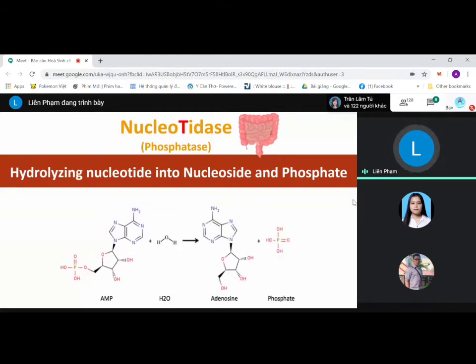Within the body, nucleotidase plays an instrumental role in the digestive system, facilitating digestion by breaking down nucleic acids. Nucleotidase catalyzes the hydrolysis, separating the nucleoside and the phosphate, so it's considered a phosphatase.